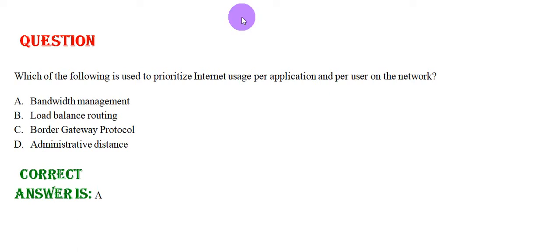Which of the following is used to prioritize internet usage per application and per user on the network? Option A, bandwidth management. Option B, load balance routing. Option C, border gateway protocol. And option D, administrative distance. The correct answer is option A.